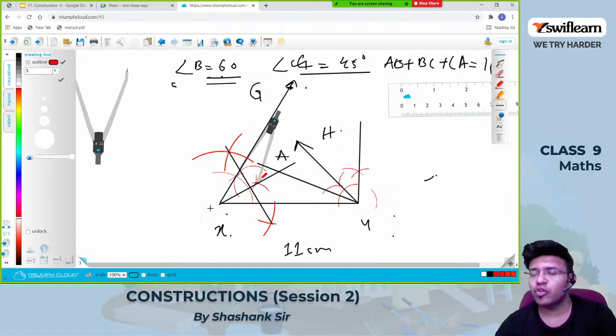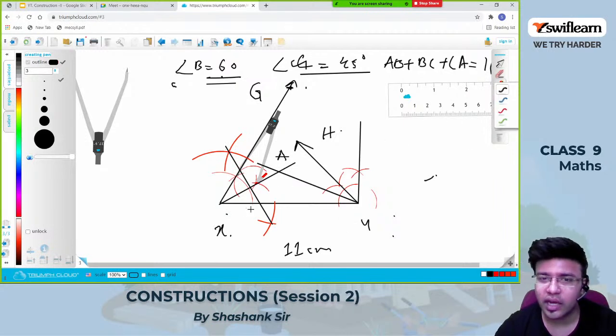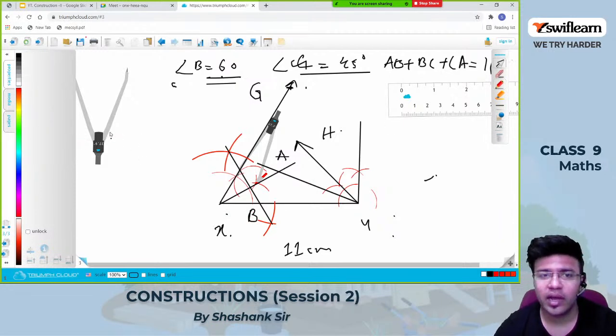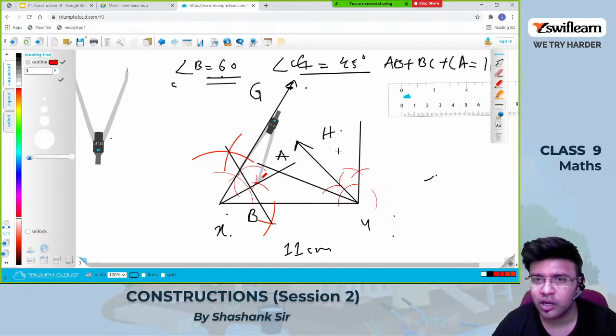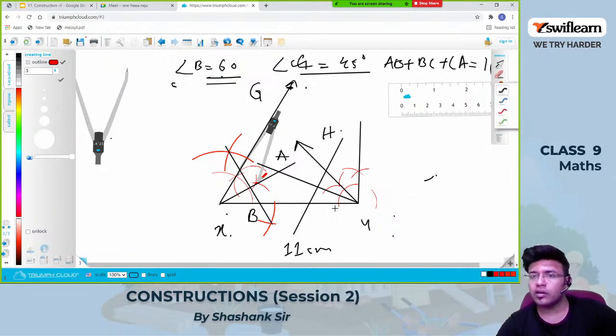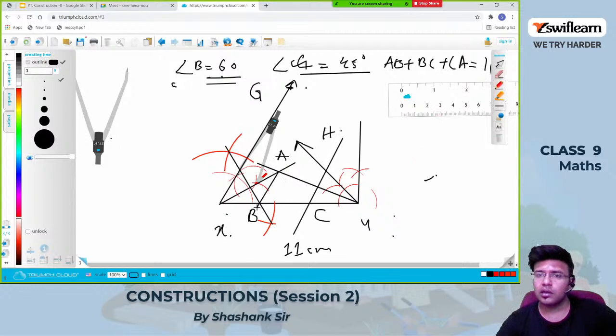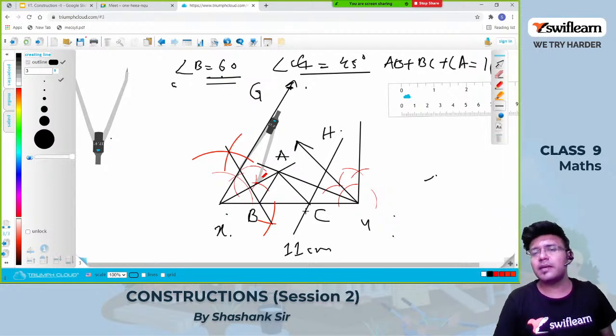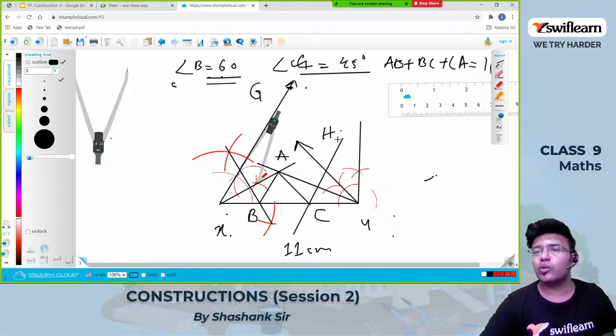So the point where it will meet on the x-axis, call it point B. Same thing you do with AY. Okay, we have to do the same with AY also. And yes, you can draw one more perpendicular bisector here. Okay, so it will meet somewhere at XY. Let us call this point C. Now join ABC. Okay, so AB plus AC plus BC. If you check this triangle, AB plus BC plus CA will be equal to 11 centimeter. This is how we construct a triangle.